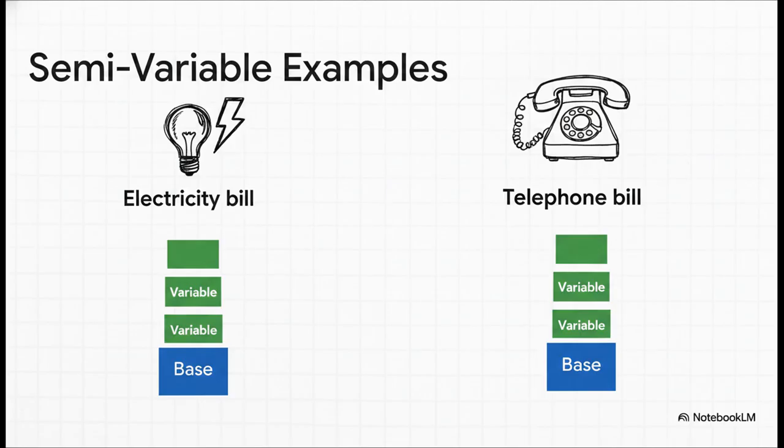Think about your factory's electricity bill. You're paying a fixed standing charge just to be connected to the grid, right? Plus, you have a variable charge for every single kilowatt you actually consume. Or think of a telephone bill, where you pay a flat line rental whether you make calls or not, plus the variable charges for the calls themselves. It's a fixed amount just to have the service, plus a variable amount for what you actually use.